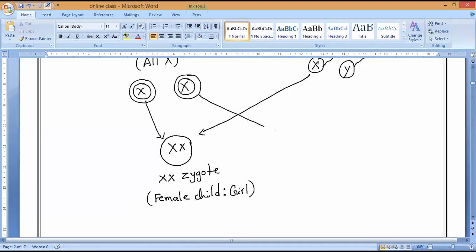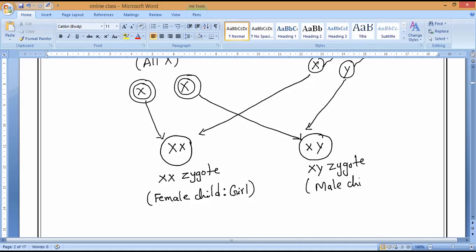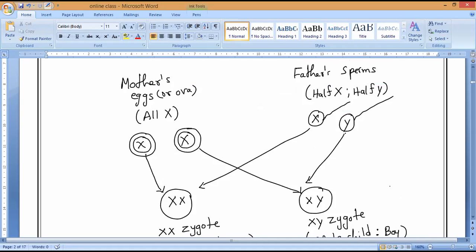Now, if the mother donates X and the father donates Y, then what will come? We are going to get a baby of XY. An XY zygote will form. That is what? A male child will be born, a boy child. Okay. So everybody, you have to draw this in the exam during sex determination.